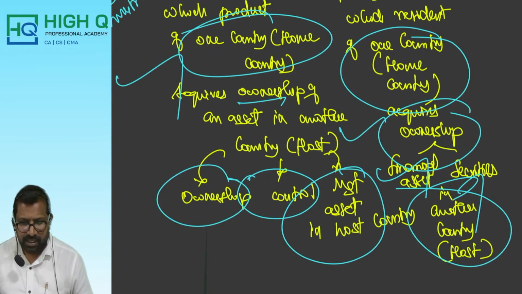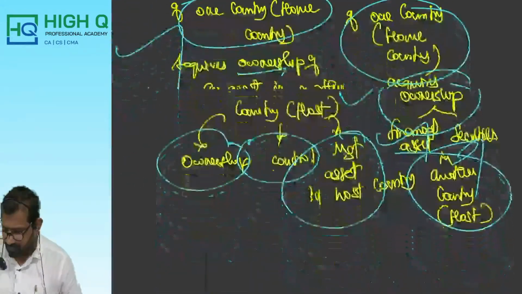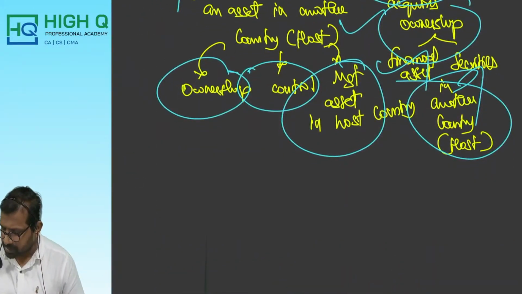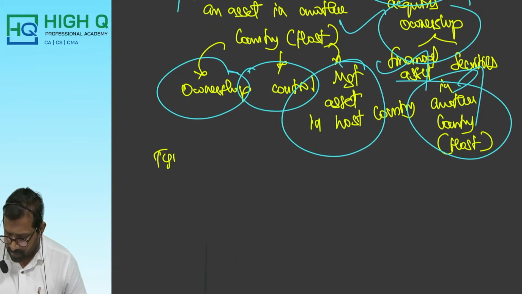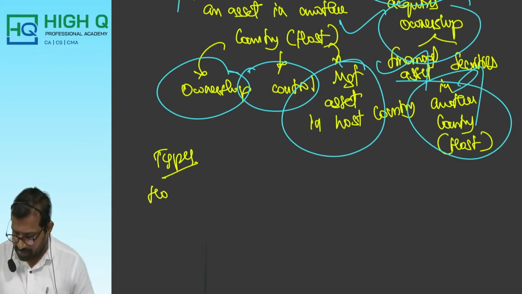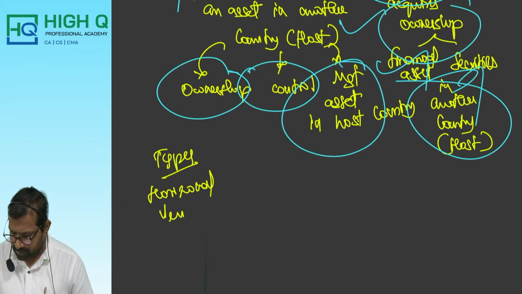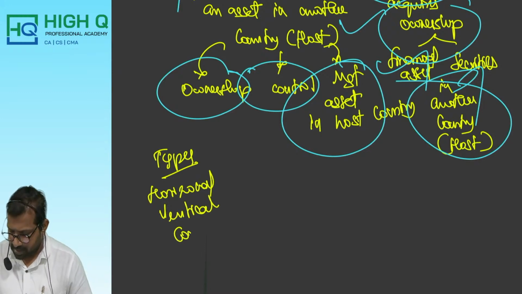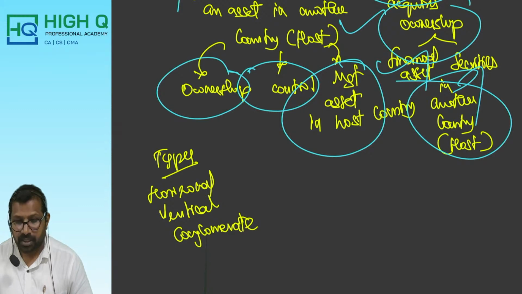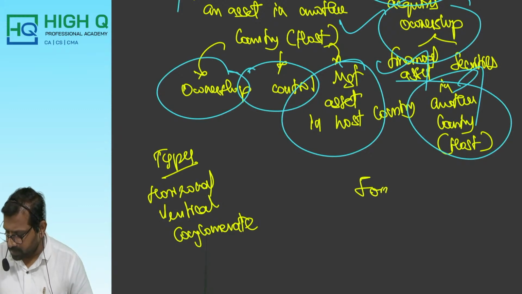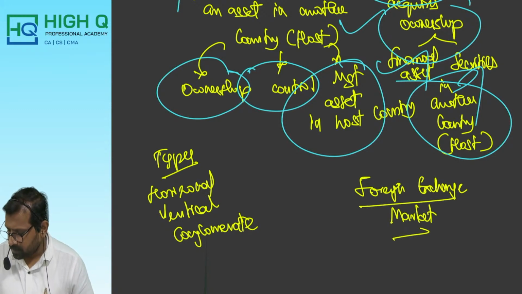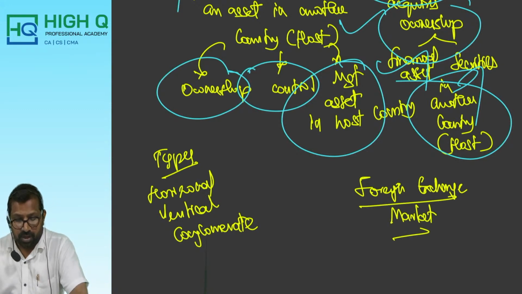So here there are various types of FDI. Inside these types of FDI, one is horizontal, another one is vertical, another one is conglomerate. And also another important concept is the foreign exchange market.